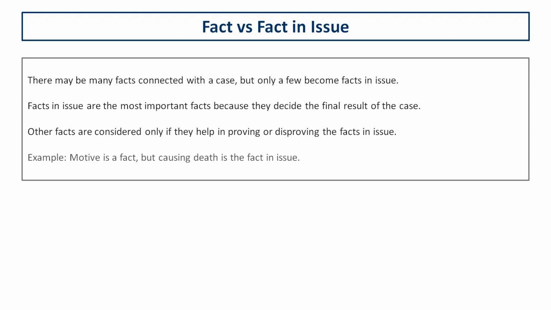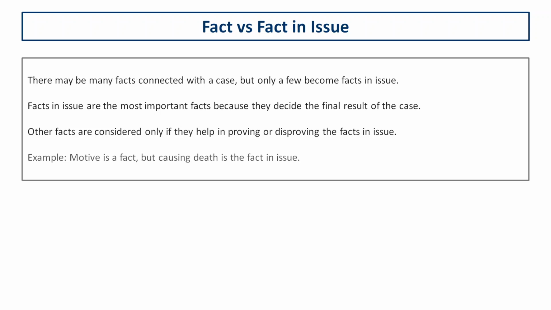Now let us look at what is fact versus what is fact in issue. There may be many facts connected with a case. However, not all facts are facts in issue. Facts in issue are only those facts which directly affect the final decision. Other facts are supporting facts. Courts do not treat all facts equally. They give special importance to facts in issue. This distinction helps the court focus on what really matters.